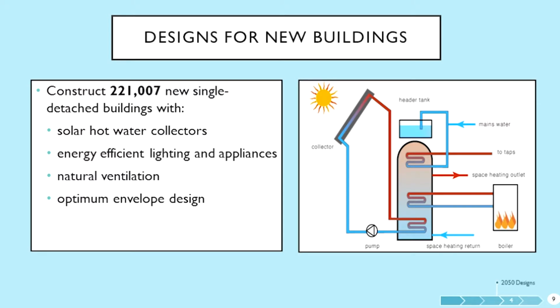For the design of the new buildings, we want to install solar hot water collectors in all of them. This is where you're using a renewable source of energy, solar power, to heat the space and the water in your home, which we all know takes a large portion of energy consumption in the residential sector. In addition, we'll be using energy efficient lighting, natural ventilation, and optimum envelope designs to try to reduce passive heating.